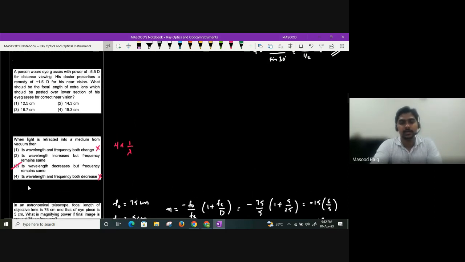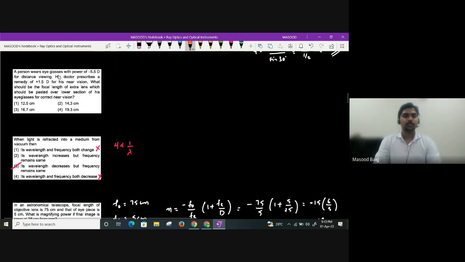A person wears eyeglasses with a power of minus 5.5 diopter for distance viewing. Okay, so basically he is myopic because the correction, as you can see, is minus 5.5 diopter. So we have a myopic eye. His doctor prescribes a remedy of plus 1.5 diopter for his near vision again. What should be the focal length of the extra lens which should be pasted over the lower section of his eyeglasses for correct vision, they are asking, guys. So what is the situation? I have two lenses now.